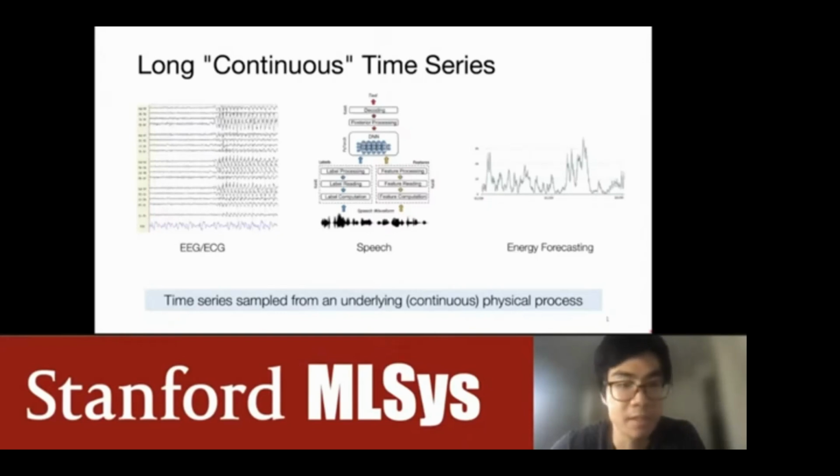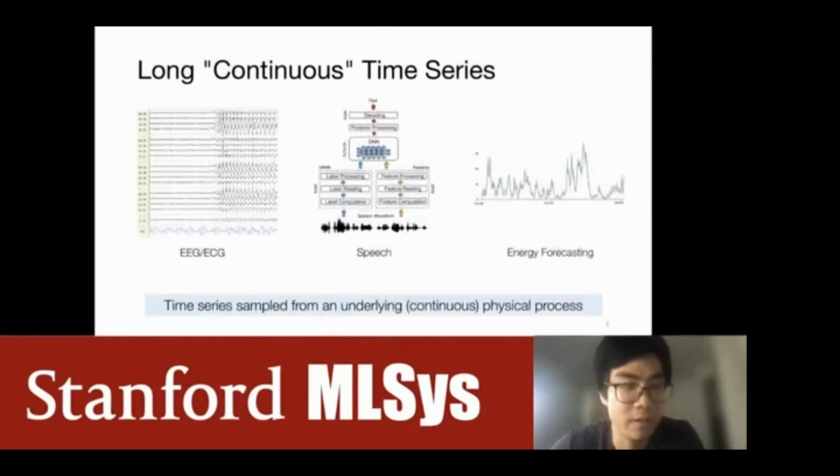On the left is medical time series such as EEG or ECG signals. In the middle is a typical speech waveform. And on the right are energy forecasting signals. So in general, continuous time series are defined by sequence data that's sampled from an underlying continuous signal. This type of data is something that people don't usually think about when talking about sequence models, but it's a very challenging type of data with unique characteristics.